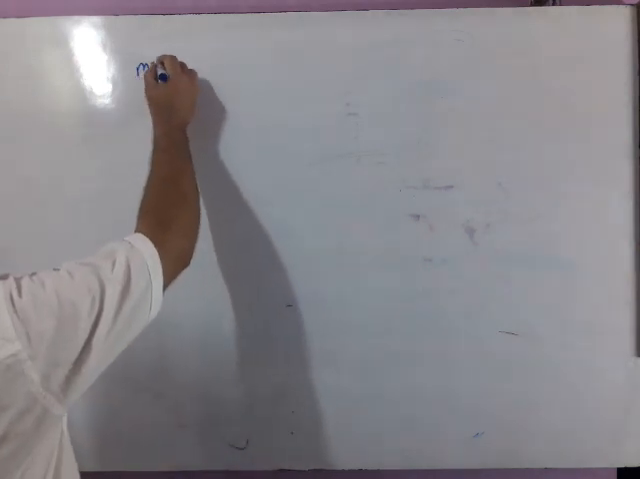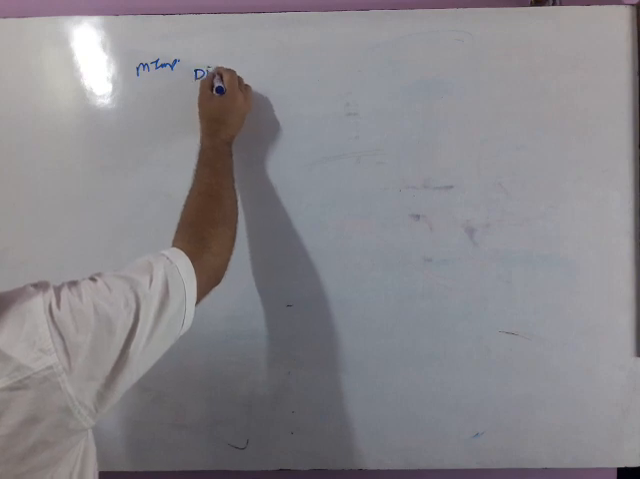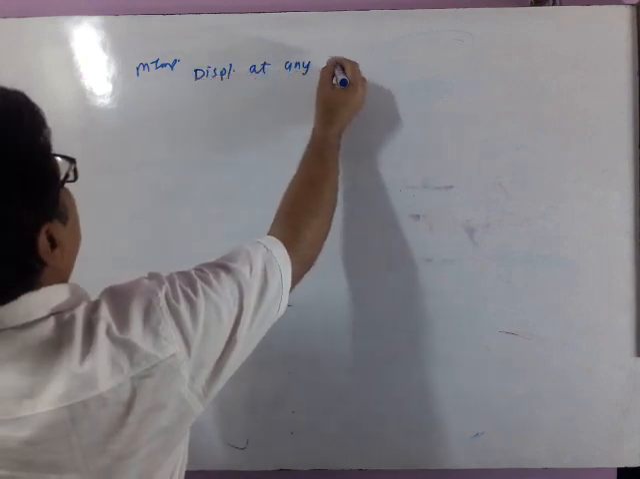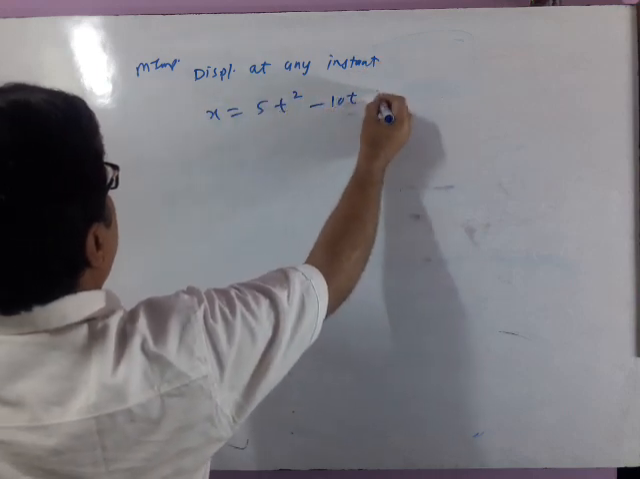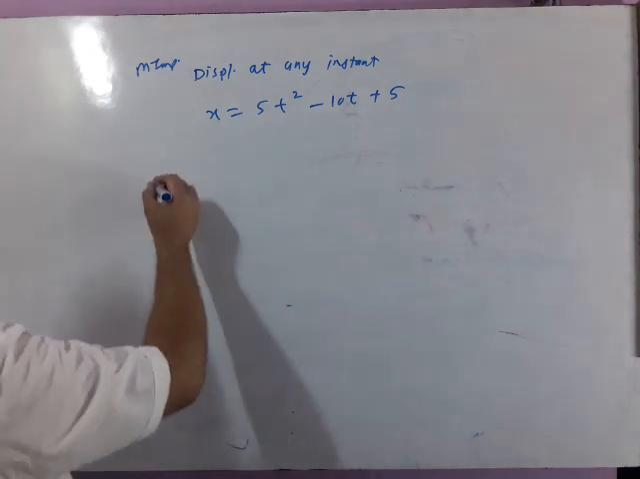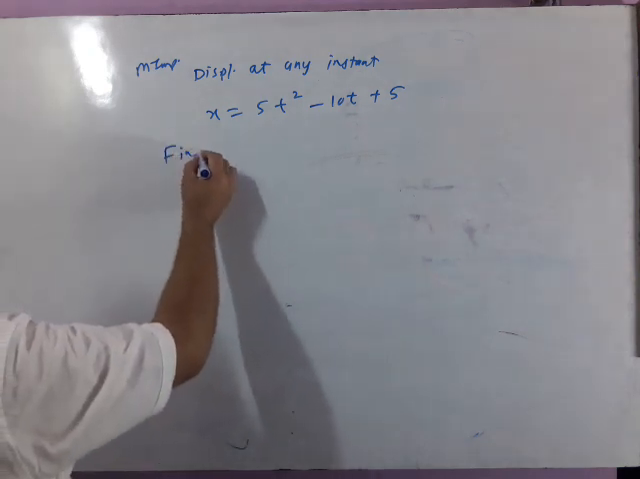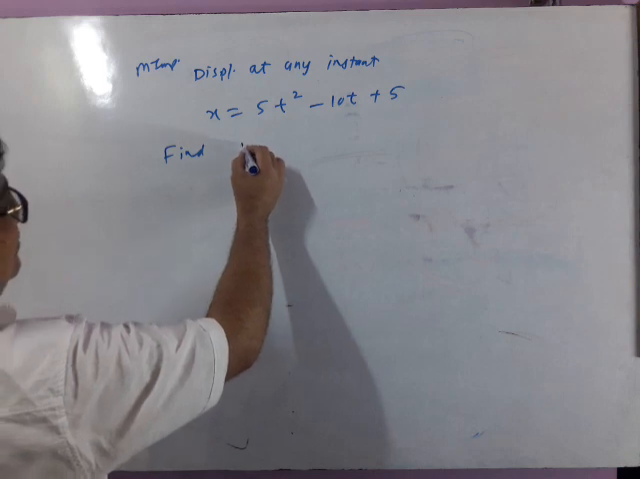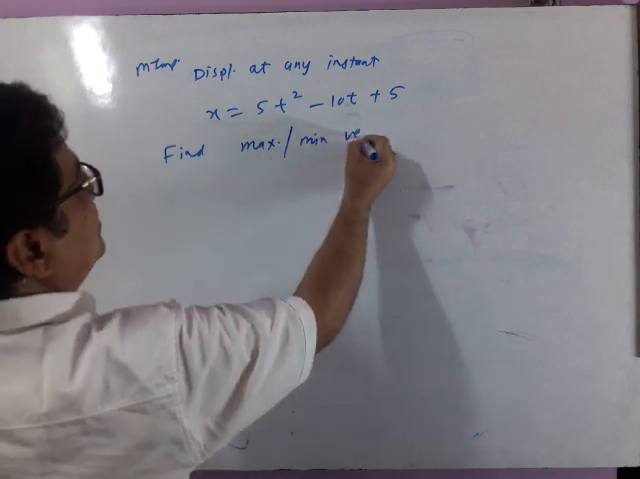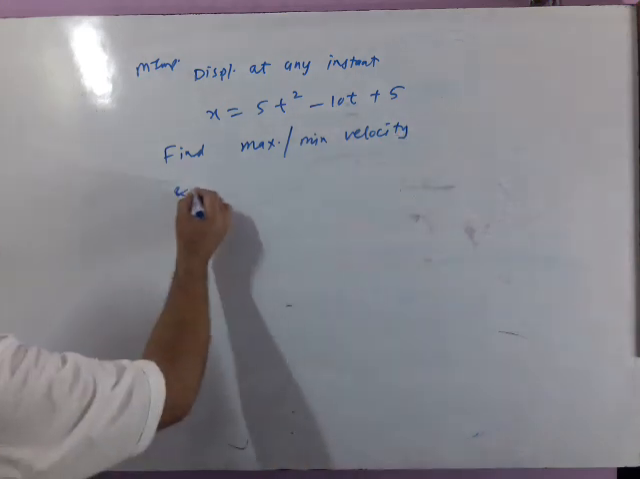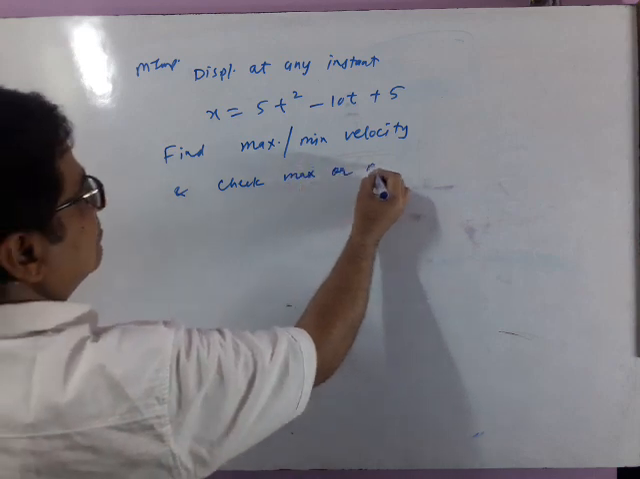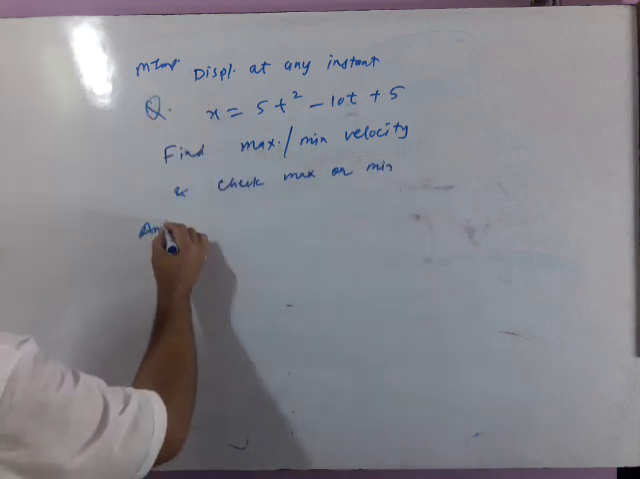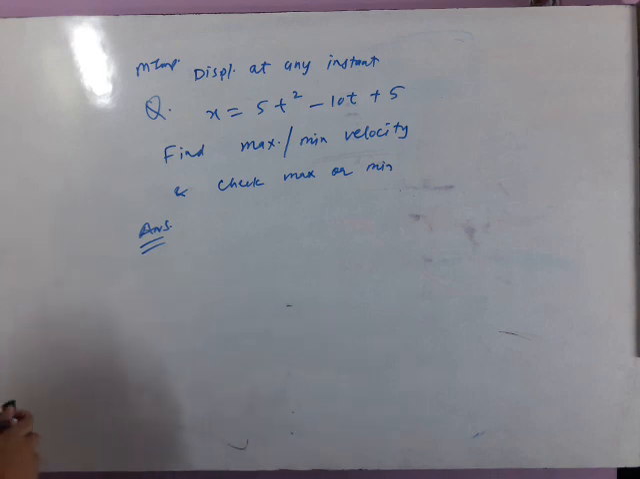Now see, another part. You are given displacement at any instant as x = 5t² minus 10t + 5, and now you are asked to find the maxima or minima of velocity, and check whether it is maxima or minima. Then how will you solve this?